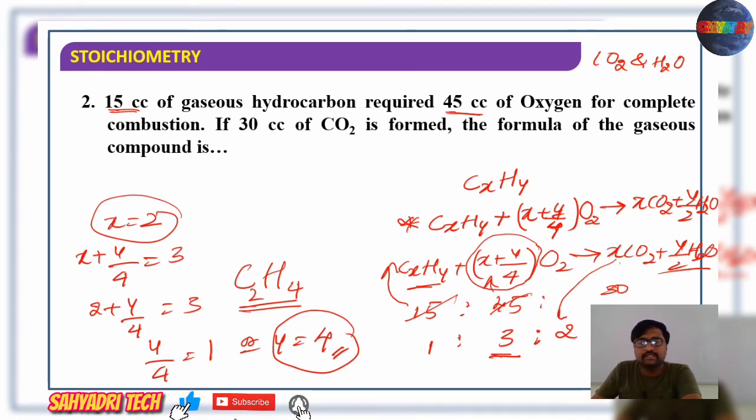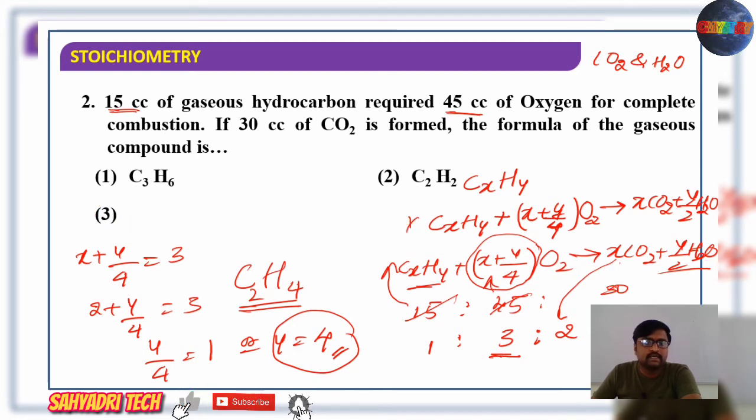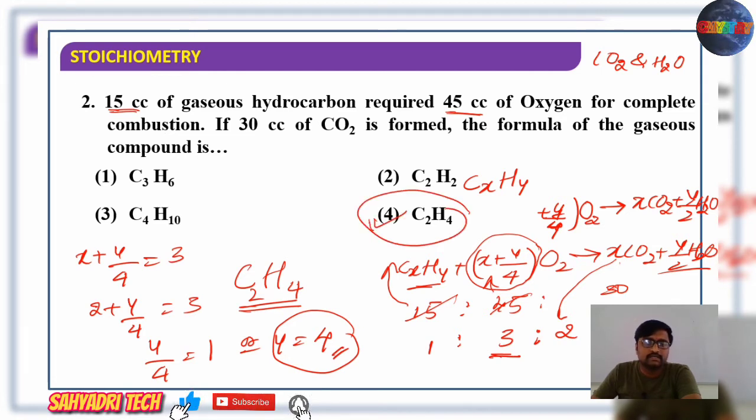Yes, we look for the options. First one is C3H6. Second is C2H2. The third option is C4H10, and the fourth one is C2H4. So what is the answer here? Yes, we got C2H4 as the correct answer.